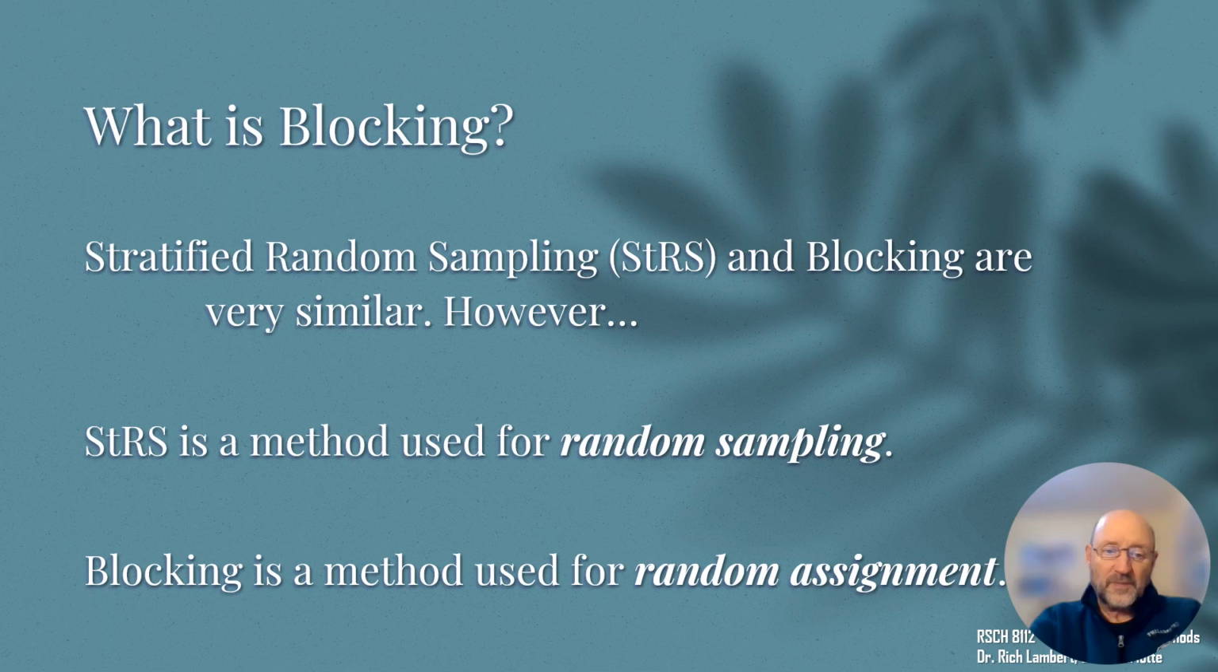So, stratified random sampling is a method used for random sampling. Blocking is a method used for random assignment. And there's a difference there. Random sampling is what you do to draw a sample from the population that's representative of the whole. Random assignment is what you do when you're doing, say, a treatment versus control, and you want the two groups receiving the different forms of the treatment to be equivalent.